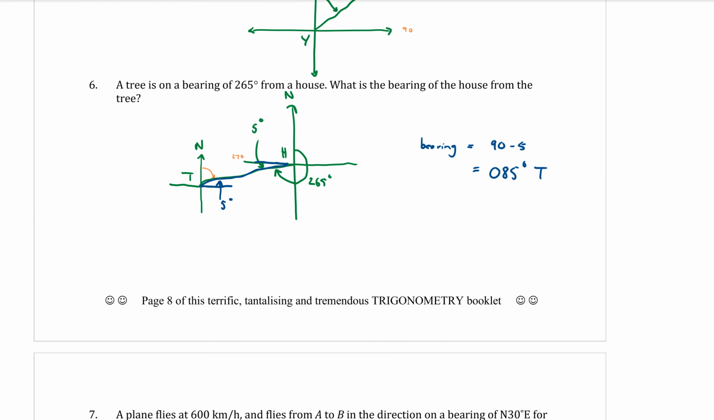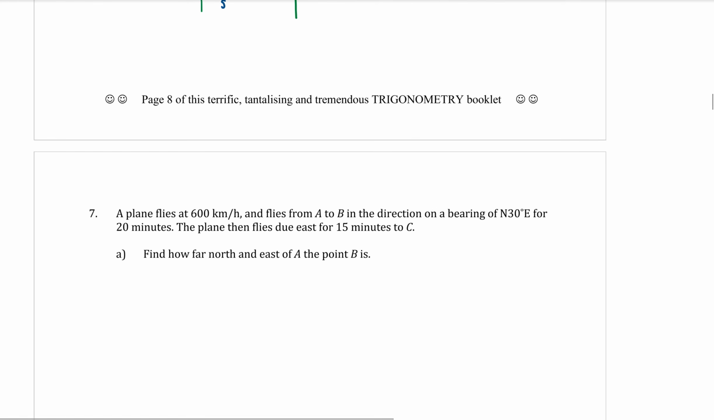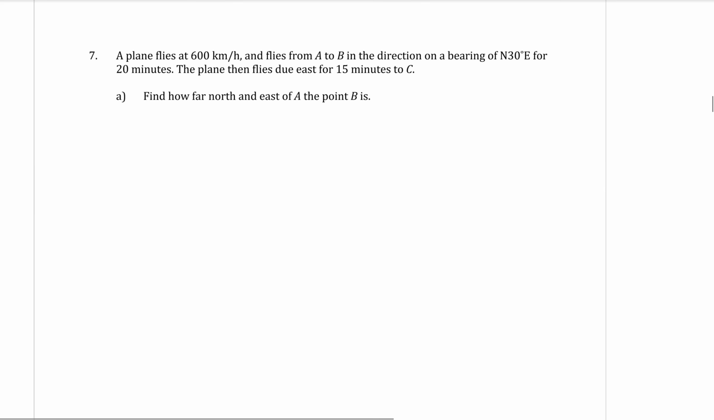Okay, question 7. A plane flies at 600 kilometers per hour and flies from A to B in the direction on a bearing of north 30 degrees east. So that's a compass bearing, not a true bearing. It flies in that direction for 20 minutes. Then the plane flies due east for 15 minutes to point C. Find how far north and east of A the point B is.